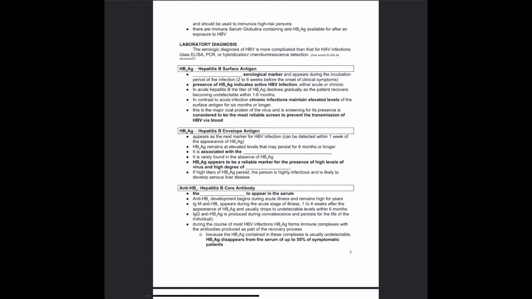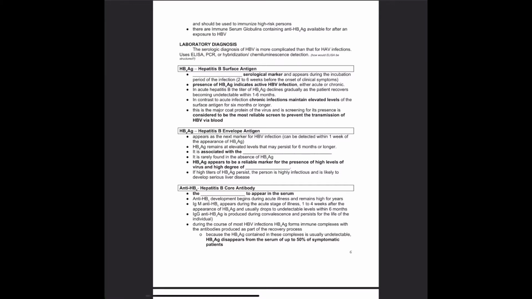Hepatitis B envelope antigen appears as the next marker for the hepatitis B infection. The envelope antigen remains at elevated levels that can persist for 6 months or longer. It is associated with the replication of the virus. It is rarely found in the absence of hepatitis B surface antigen.